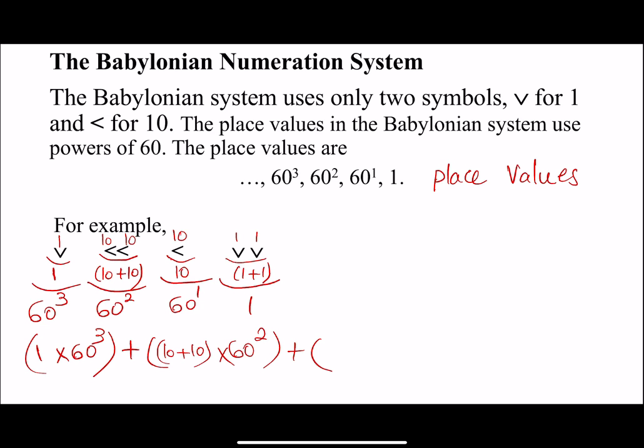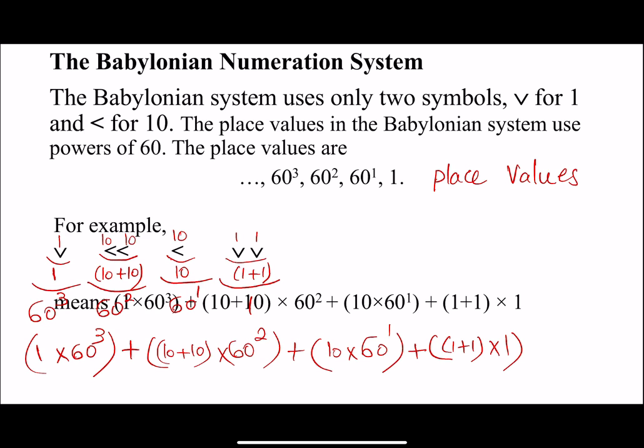Your digit is 10 times its place value, which is 60 to 1, and plus, okay, your digit is 1 plus 1 times its place value, which is 1. And then add them all. So multiply each digit by its place value and then add them all. Okay, here we go. Well, when you add them all, that's what you get. 288,602.